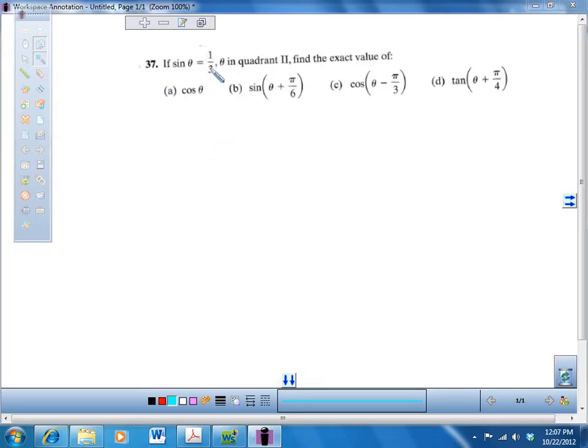Stop talking, young man. All right, so anyway, if you see something like this, which you probably will: sine of theta equals 1/3 and theta is in quadrant 2, find the exact value of sine of theta plus pi. So we'll just do one of them. We don't know how to do this one yet until I teach you the formula.